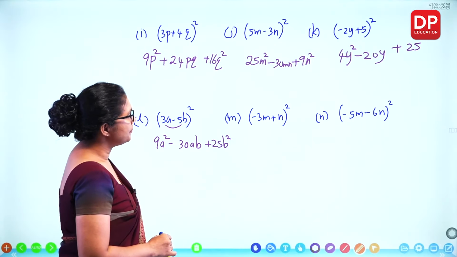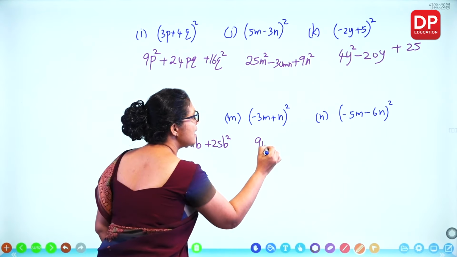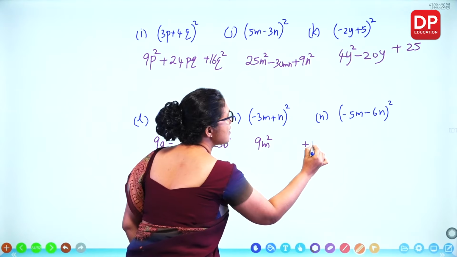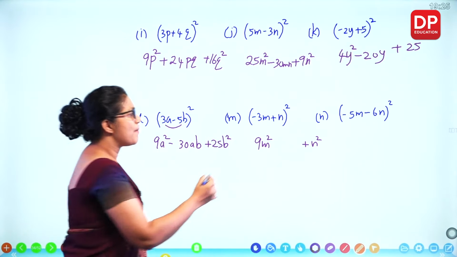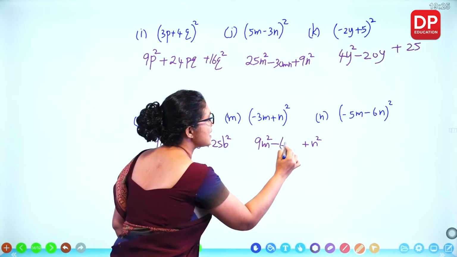In this question, minus 3m squared, you get 9m squared. n squared is the last term. What's the middle term? When you multiply, you get a minus sign. 2 times 3, you get 6mn.